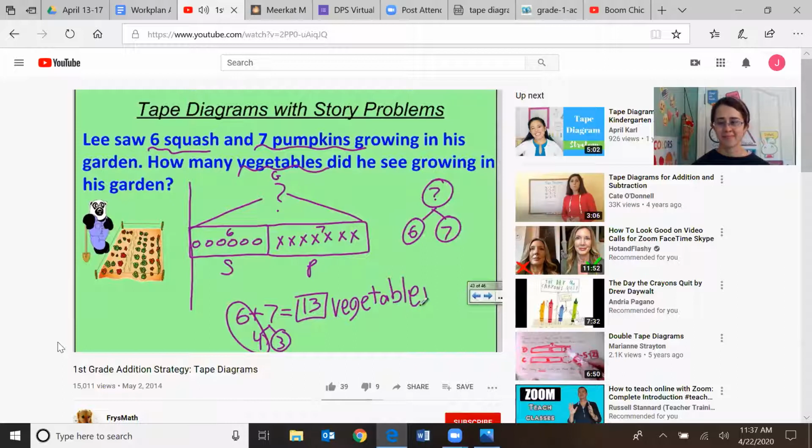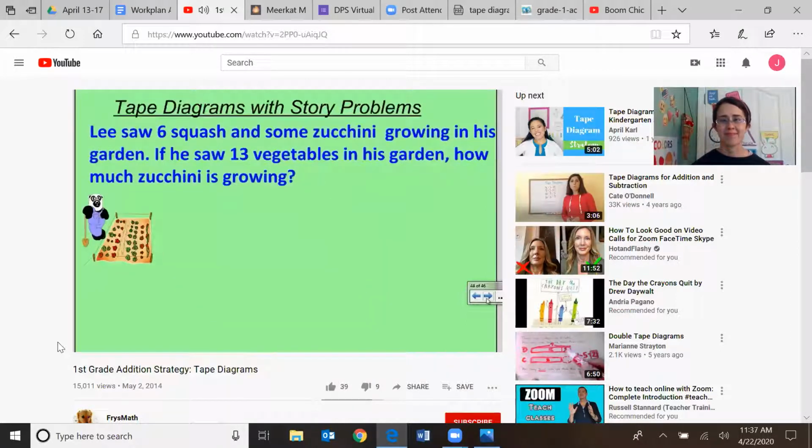So I'm drawing a bar to match my story. My story could look different. Let's look at a different story using similar numbers. Okay? This time, Lee saw 6 squash and some zucchini growing in his garden. Okay? So I know my garden is going to have 6 squash, so I start by drawing my starting line.